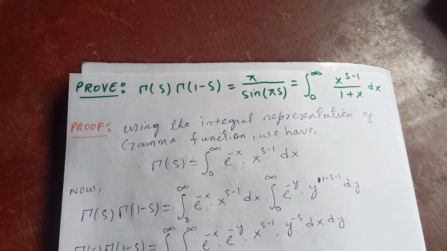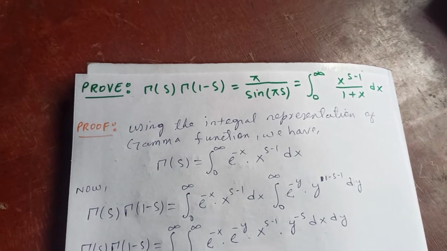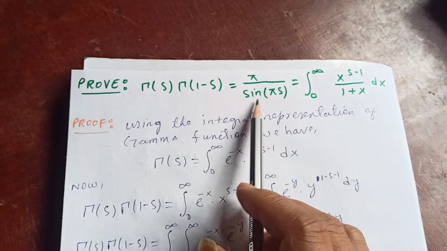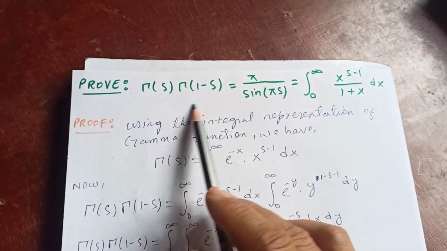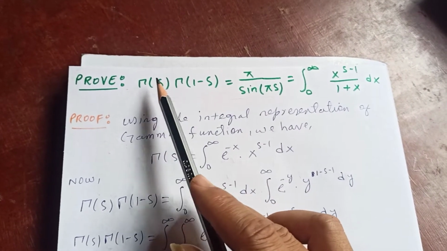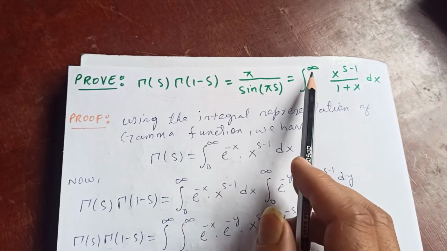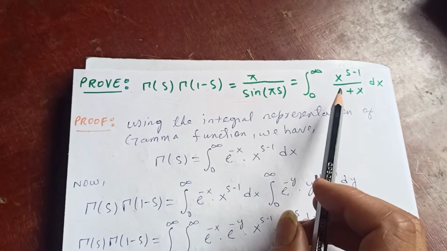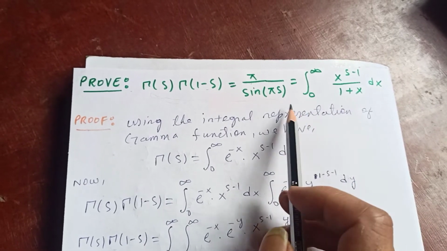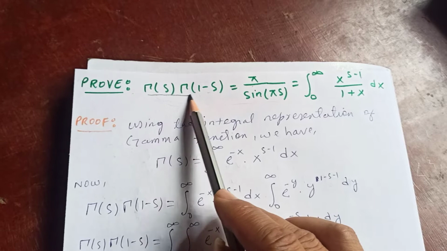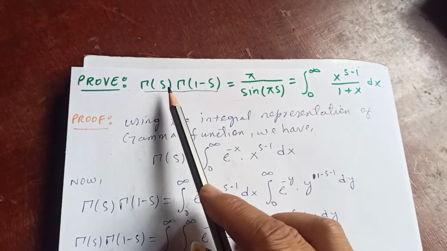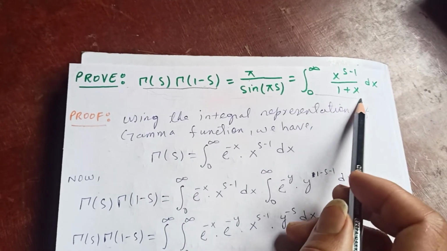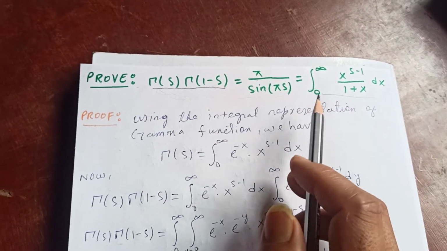Prove another gamma function identity. Gamma s times gamma 1 minus s is pi over sin pi s. This is Euler's reflection formula. And this is also equal to the integral from 0 to infinity of x to the s minus 1 upon 1 plus x dx. We are going to prove that gamma s times gamma 1 minus s is equal to this integral. Okay, let's try to prove that.